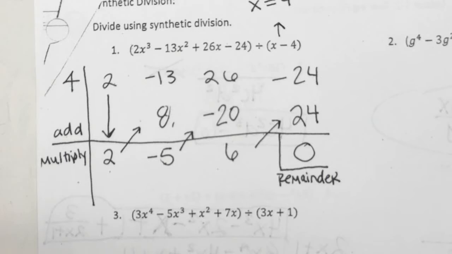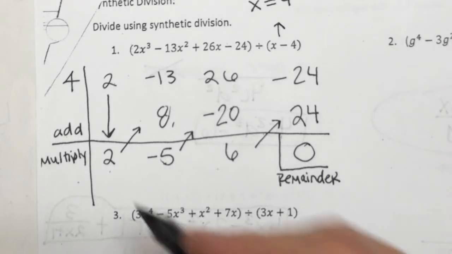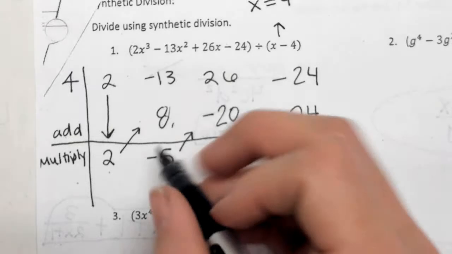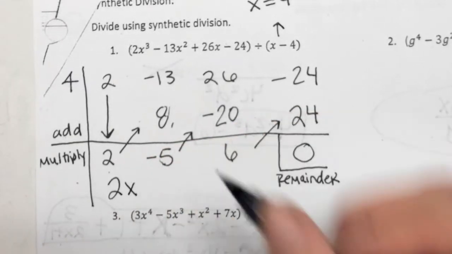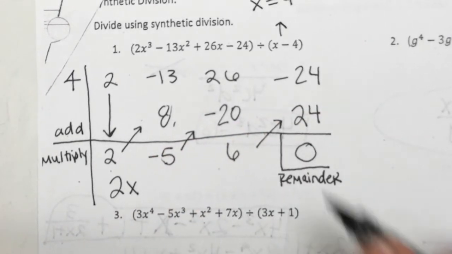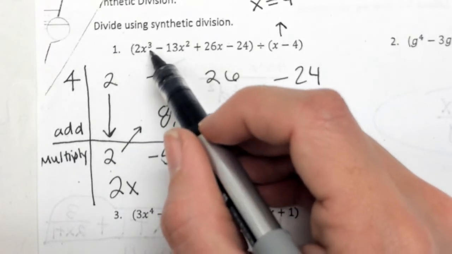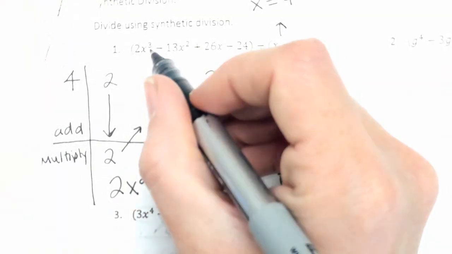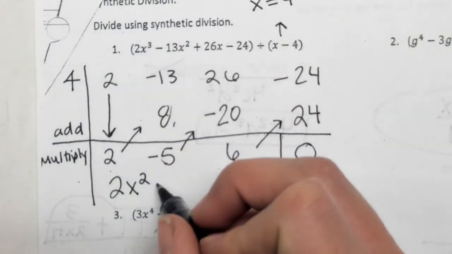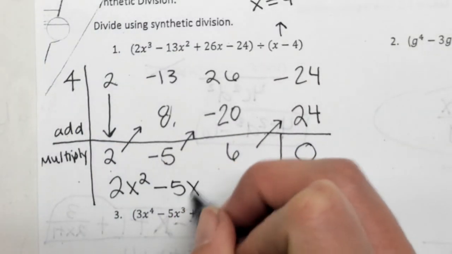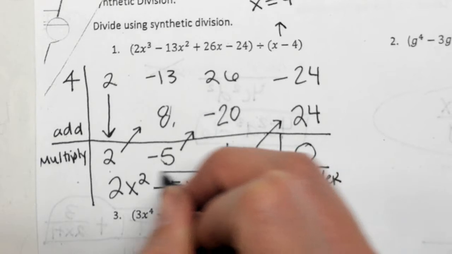Now to write our answer, all you do is use these numbers. These are your new coefficients. So you'll write 2x, and where do you get the power from? You just take one less than this one. So 2x what? Squared. One less than that. And then now just go in order. It'd be negative 5x plus 6. That's our answer.